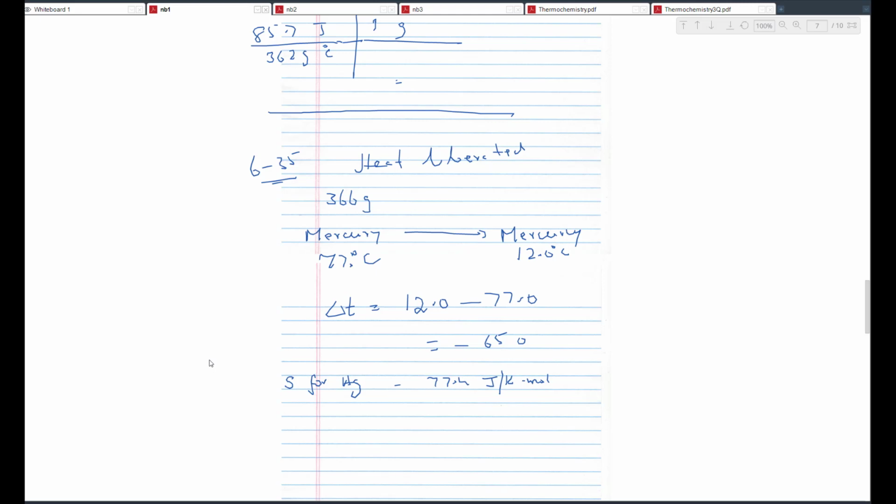Okay, mercury. Joules per kilogram per gram per Celsius. It's 0.140. Do you have that thing or not?